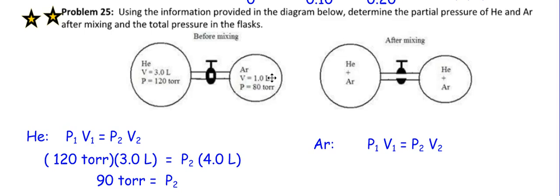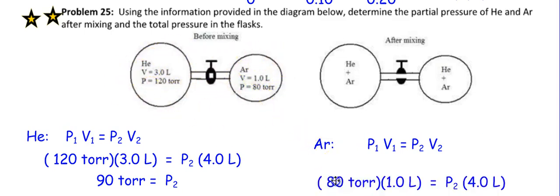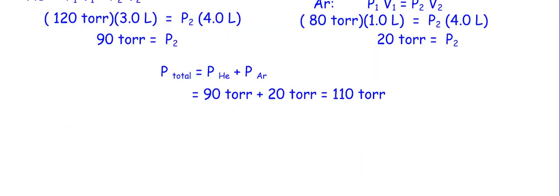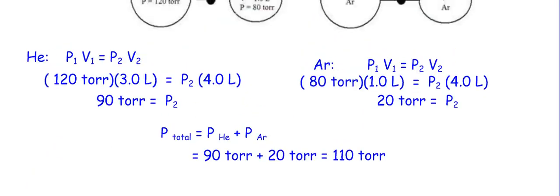What is my V2? It's opened up. I have a whole 4 liters now to play with, don't I? And then when I solve for it, you could probably do this math in your head, you end up with 20. So those are the partial pressures of helium and argon. I'm not done yet. What else do they want? They want to know what the total pressure is. So I'm going to add those two together, and I get a total pressure of 110 torr.